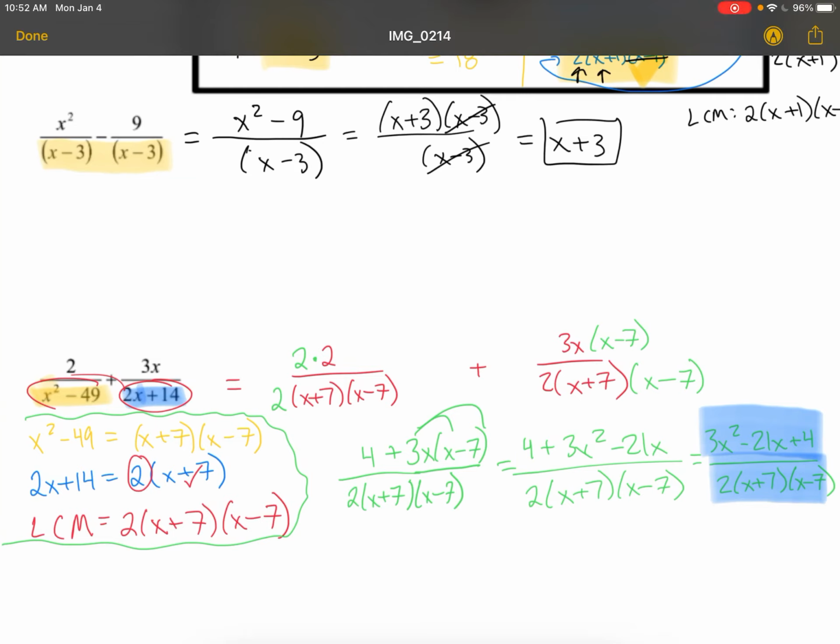Always, always, always make sure you're going to that final factored form to make sure that you're checking that nothing is in common on the top and the bottom. But your full final answer for this addition problem gets us down to what's highlighted in blue there. That's what you would submit.